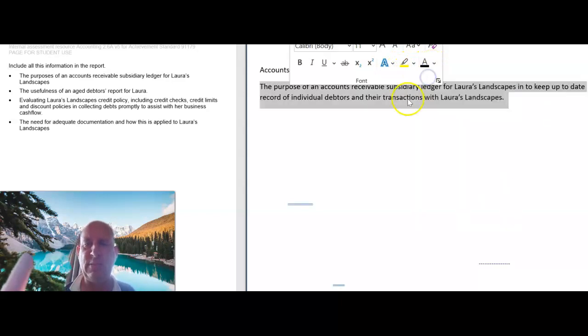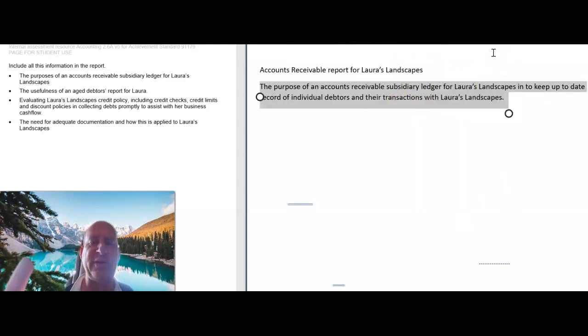And I've written it here. So I said the purpose of an accounts receivable ledger for Laura's landscape, just repeating what we have here. What is the purpose? And then stated what the purpose is: to keep an updated record of individual debtors and the transactions with Laura's landscape. So we've repeated the question and we've defined it. That doesn't answer the full part of the question though.